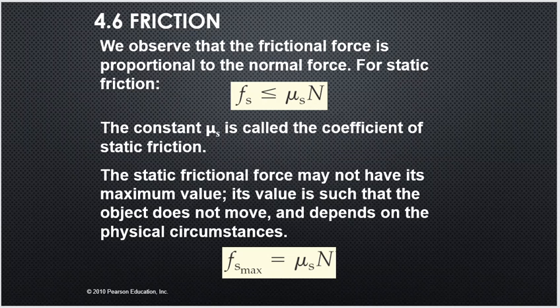So we observed that the frictional force is proportional to the normal force. For static friction, we have that the static friction is less than or equal to the coefficient of static friction times the normal. This constant, mu s, is called the coefficient of static friction. The static frictional force may not have its maximum value. Its value is such that the object does not move and depends on the physical circumstances. When you have the maximum static friction, we can say that it's equal to the coefficient of static friction times the normal.